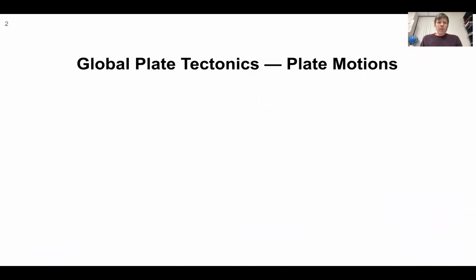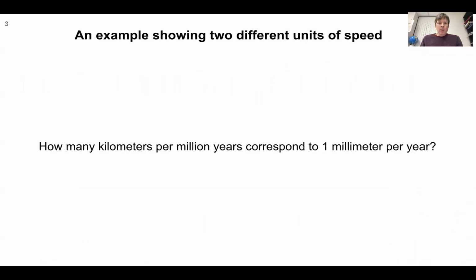The topic here is global plate tectonics, plate motions. We'll start with an example showing two different units of speed. We'll need some practice in the labs and work in converting between units. And we'll start with how many kilometers per million years correspond to 1 millimeter per year.